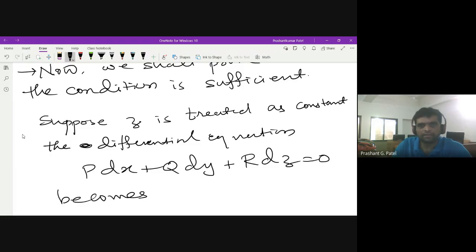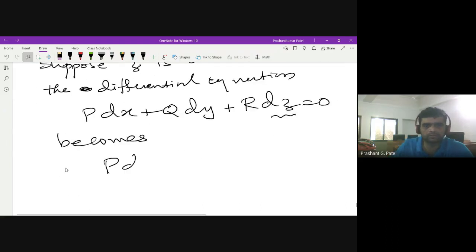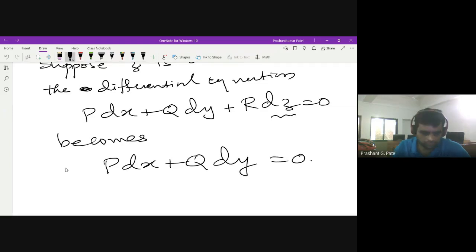So what I have taken is Z is a constant, treated as a constant. So that means this dz will become 0. So this equation will become P dx plus Q dy equal to 0. Since this is a Pfaffian equation in two variables, and we have already discussed that the Pfaffian in two variables always has a solution. That is the lemma 1 we have discussed in this lecture.